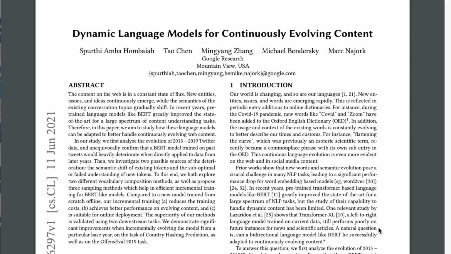Next up in the space of language models is dynamic language models for continuously evolving content. So the content of the web is in a constant state of flux, new entities, issues, and ideas continuously emerge, while the semantics of the existing conversation topics gradually shift.